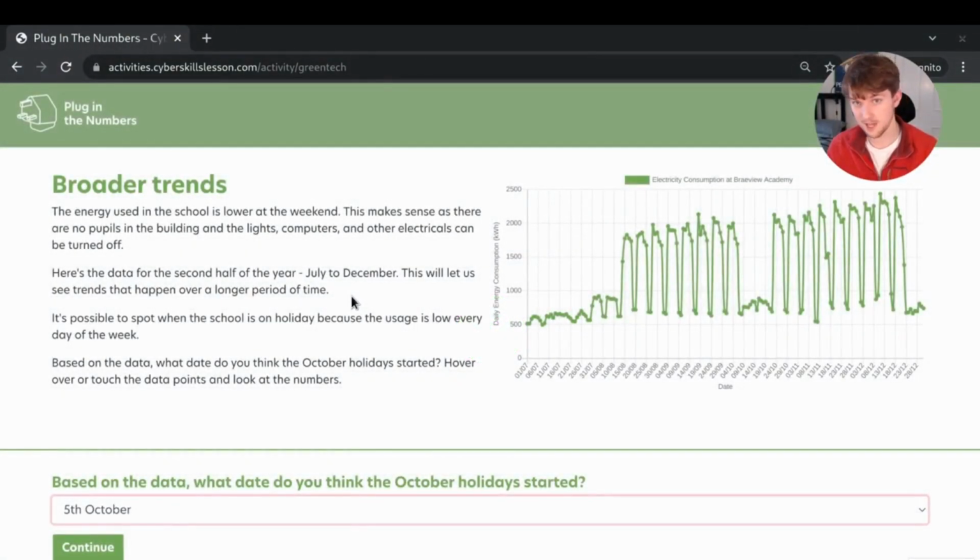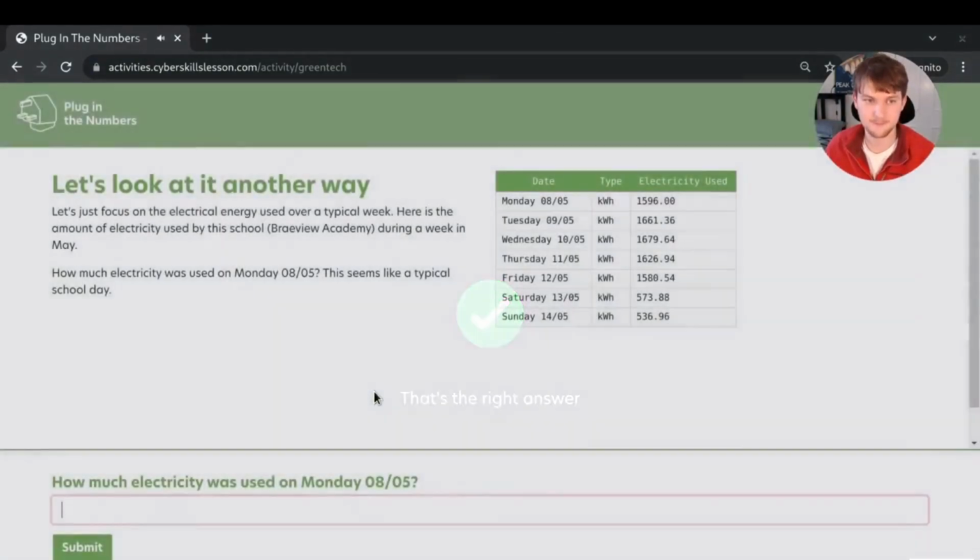Now we've zoomed out again to half a year of data, and we can see that there's much lower energy usage in this period than in this period over here. And again, we have much higher usage in these, which I think are teaching weeks. Based on the data, the question is asking us, what date do you think the October holiday starts? So we have a look here. This is the 6th of October. Then the 7th is dramatically lower. So I'm going to push in the 7th of October. Brilliant.